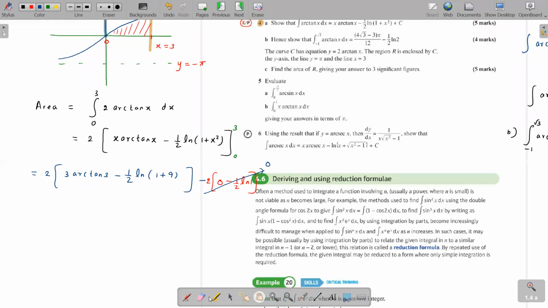So now type the thing in the calculator and get me the answer. I think we can give it to 3 significant figures. 2 times (3 arctan 3 minus half ln 10). So type the value in the calculator. What's the answer that you get?